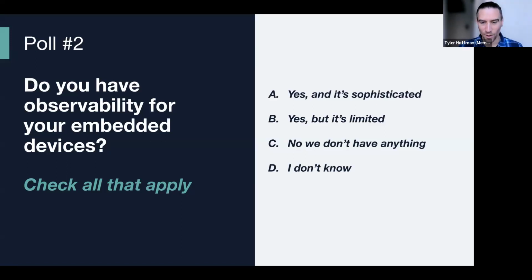Dave, you've been in the business for 12 years. Could you answer this 12 years as yes, and it's sophisticated? I wish I could. Too many of those 12 years were B or C.